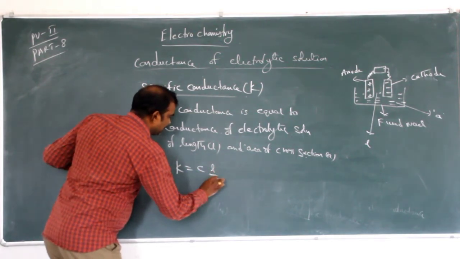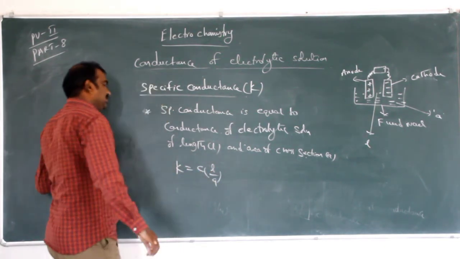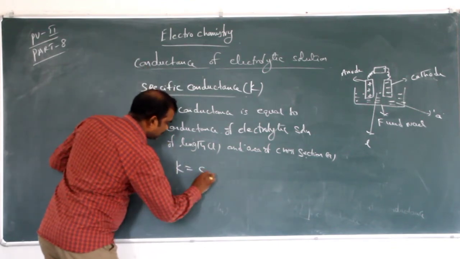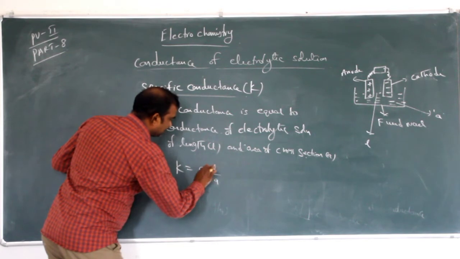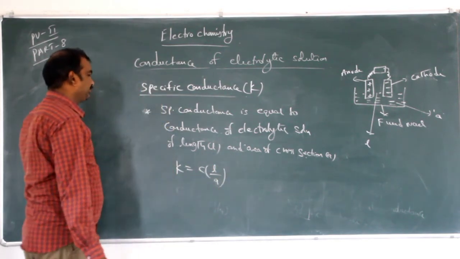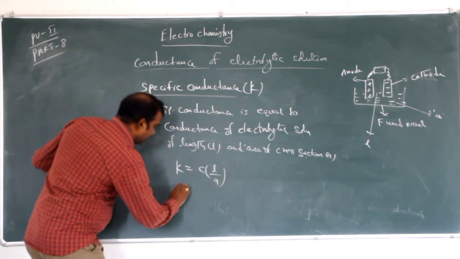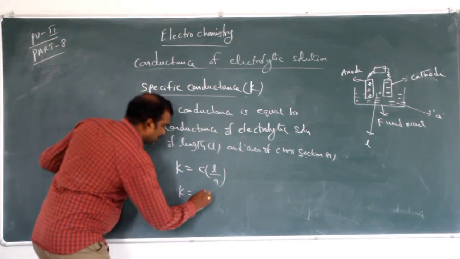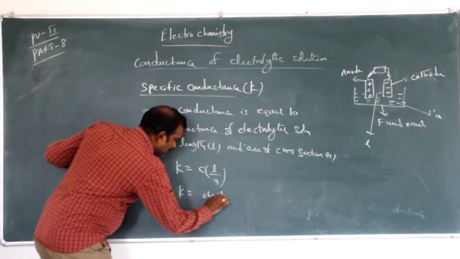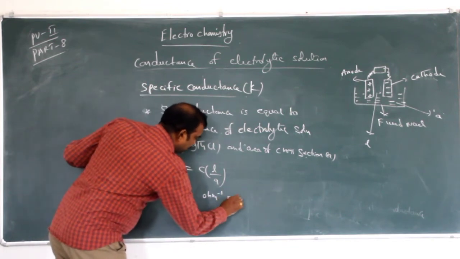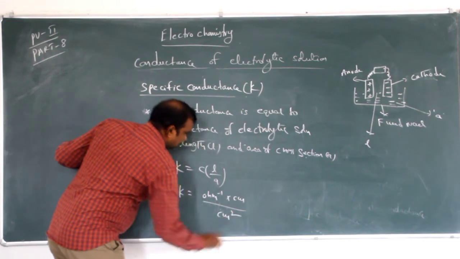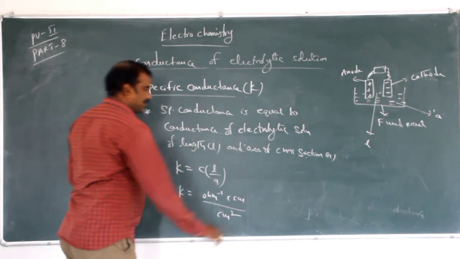C into L by A. What is C here? C means conductance. So K is equal to C, conductance with units ohm inverse, into length in centimeter by area in centimeter square.